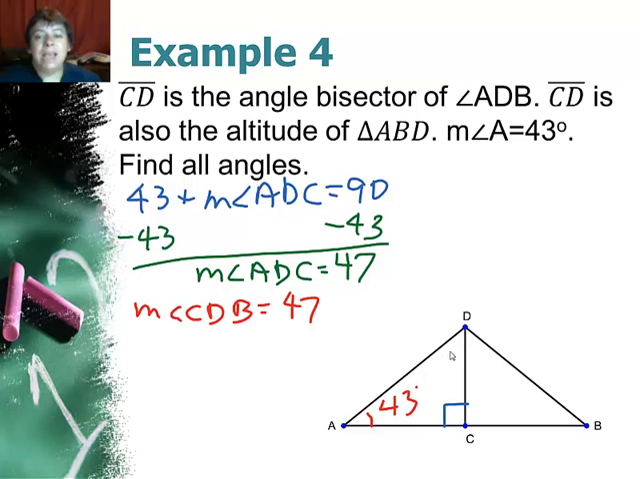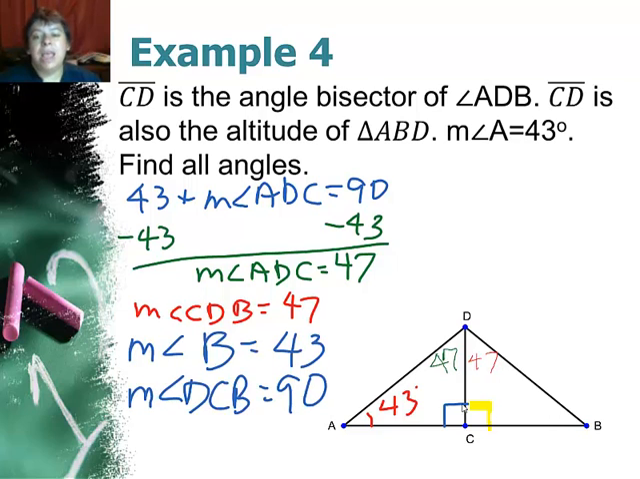Now, since it's an angle bisector, that means these two angles are congruent. So I have 47 here and 47 there. I can equally find the measure of angle B. You see, this is actually a right angle here as well. So these are like two twin triangles. So I have a 47 there. That means this has to be a 43. And this is 90 degrees.